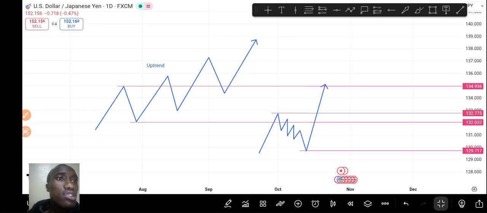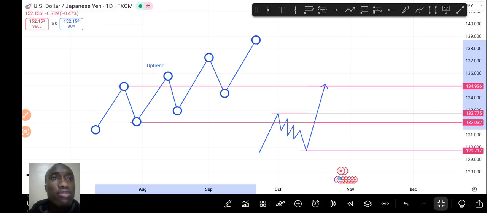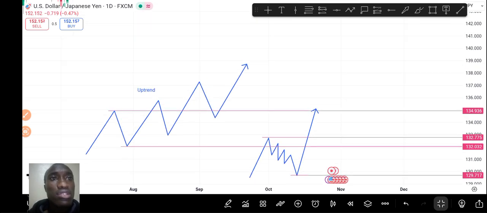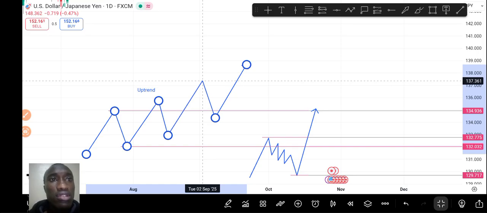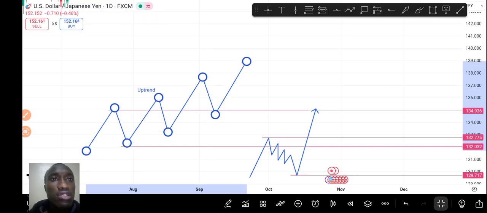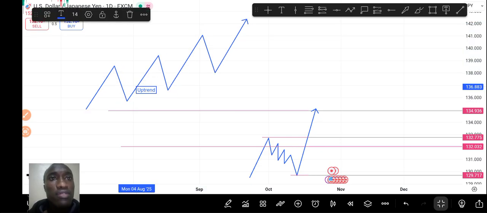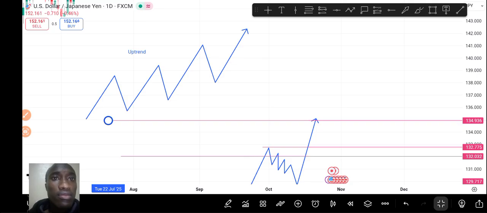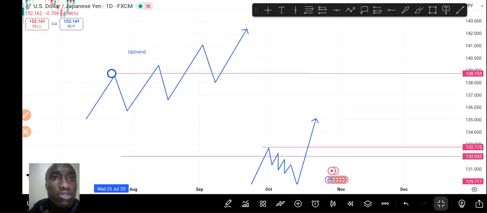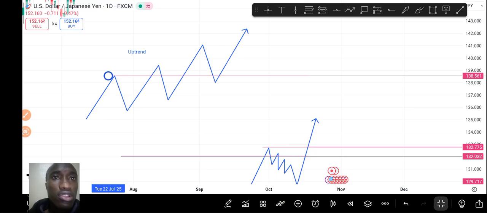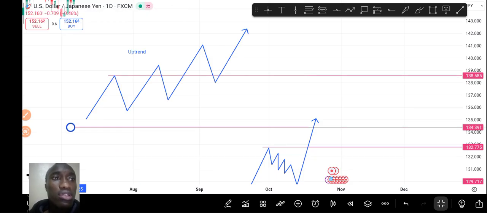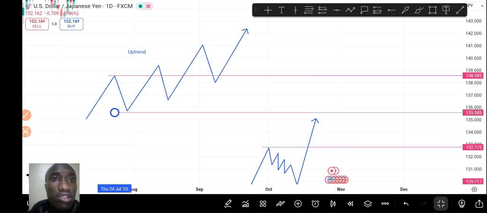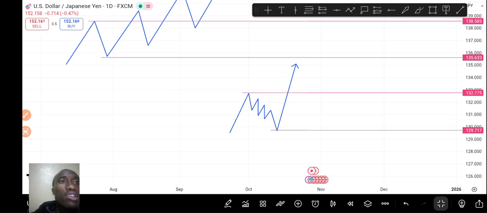Let me move this upside a bit. I want to move all of it to the upside, so that it can be clear for us. I don't want anyone to be confused. Let me show you. You see this point and this point B, and then this point and this point.